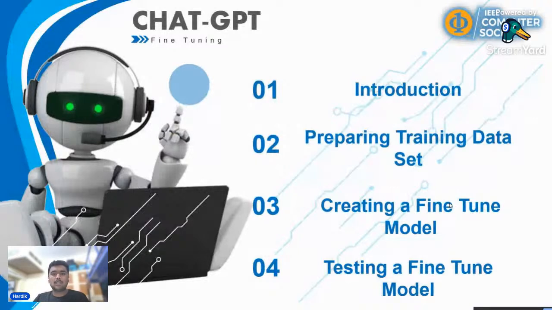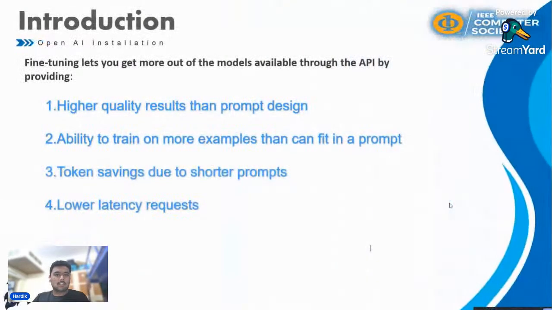Today there are four things that we will see. First is an introduction about ChatGPT, OpenAI, and its APIs, keys, and so on. Then we will see the preparing of training datasets, like what type of dataset we should prepare so as to get the maximum accurate model that we want, then creating a fine-tuned model, and at last testing it for our use case. So let's start with the introduction.